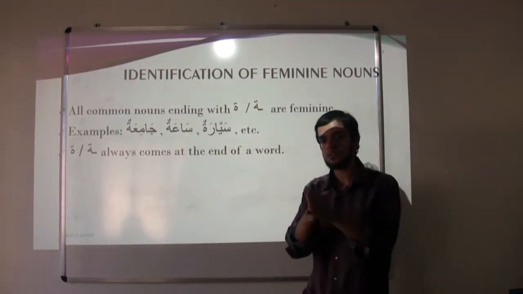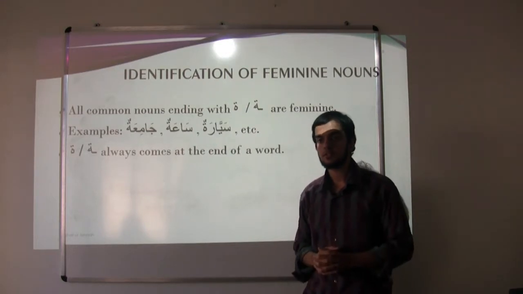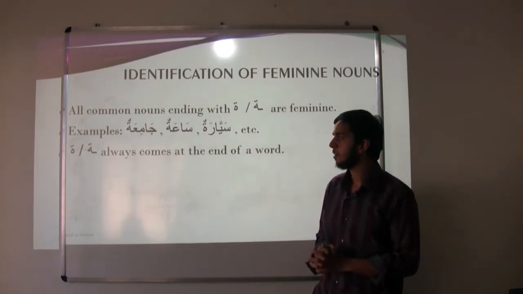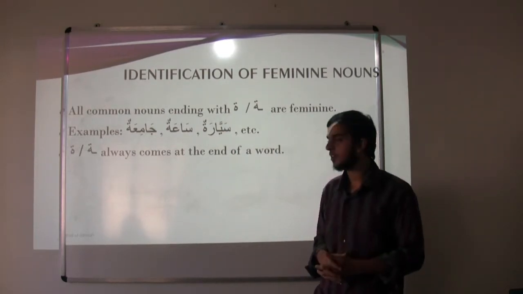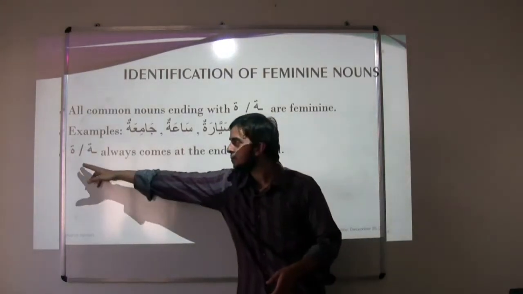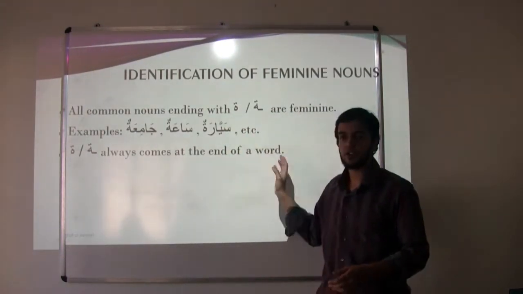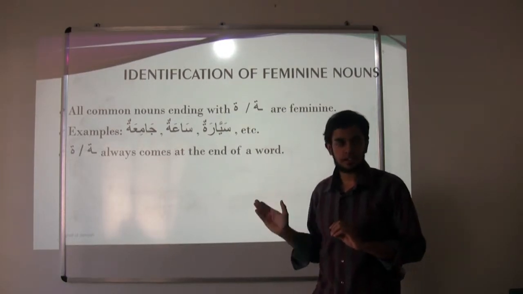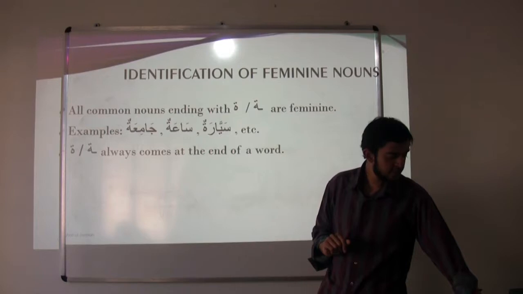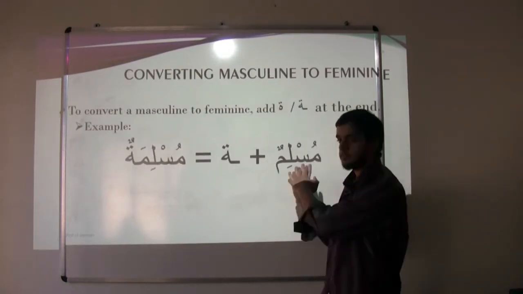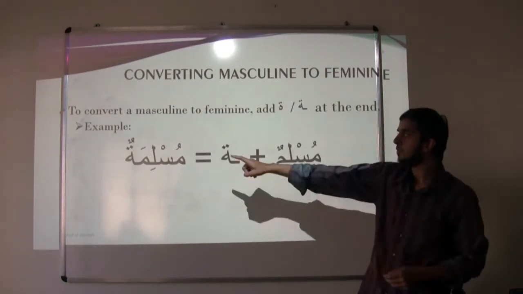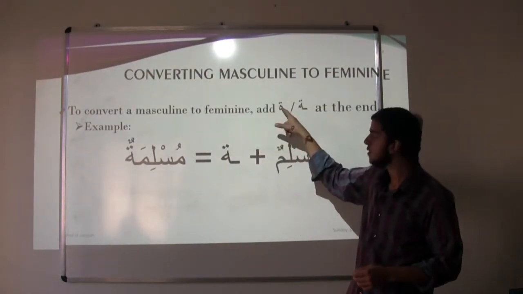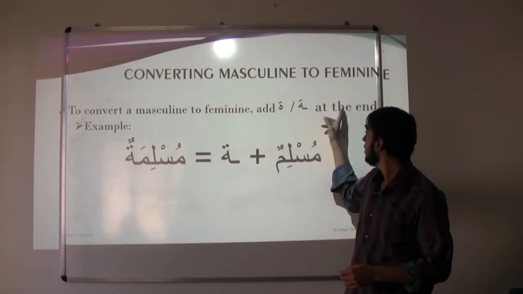What does sayyaratun mean? Exactly, or any vehicle. Another interesting thing is that this particular letter always comes at the end of a word. Always. It cannot come either at the start or in between. And this is the rule that our sister had forgotten. To convert a masculine to feminine, add the round ta marbuta at the end.